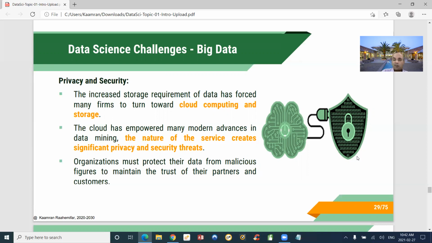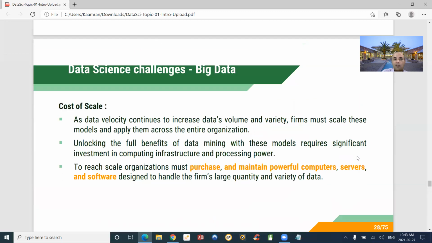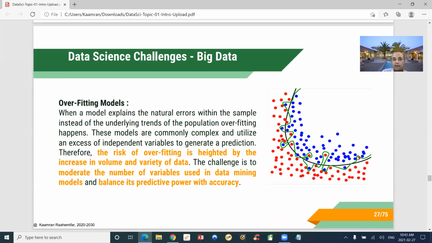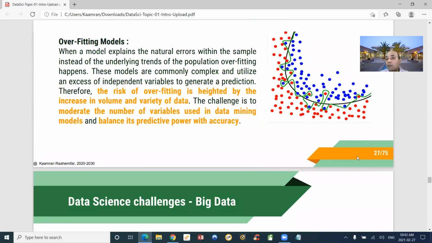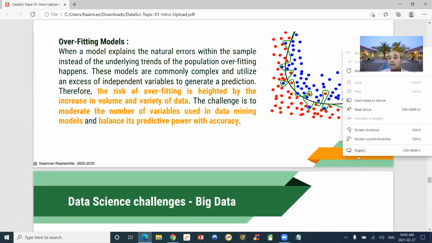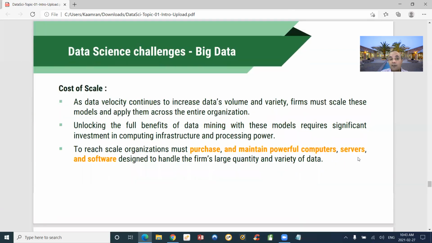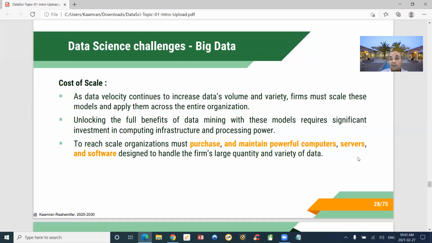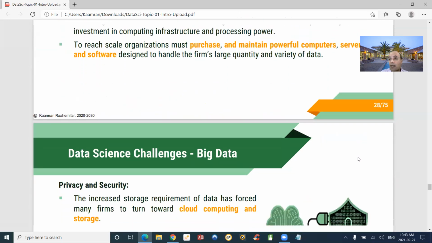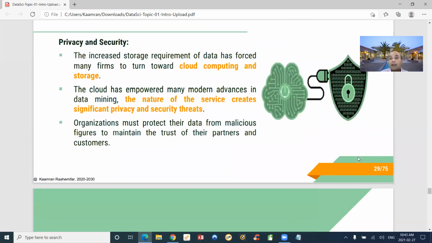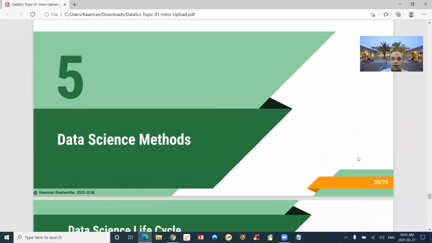So they have solved this problem of storage, security and privacy, but overfitting is your job. Overfitting is your job. Cost of scale in terms of storage is okay, but in terms of scaling itself, it's your job. You need to take care of that, okay?